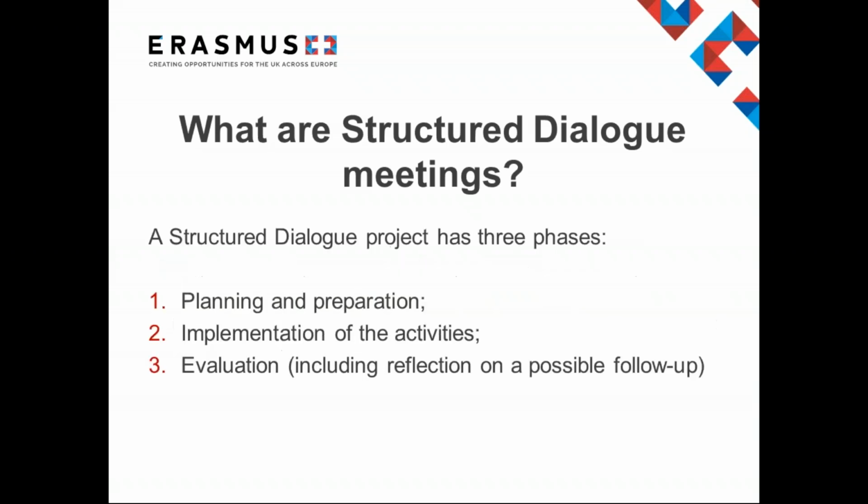So how are the projects and meetings structured? Well, it has three phases, essentially. There is a planning and preparation stage. Then there is the implementation of the activities of the project. So the planning and preparation obviously comes first, which is the considering what you want to do and how it's going to work, and setting up the kind of background work required to bring young people and decision makers together.